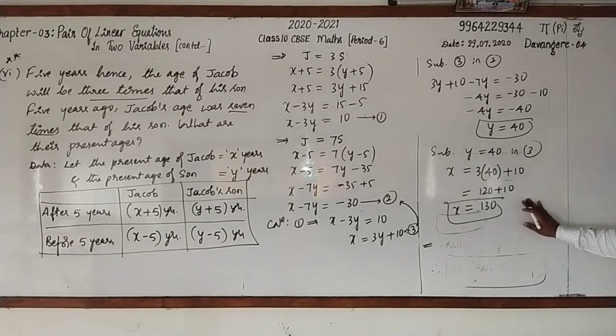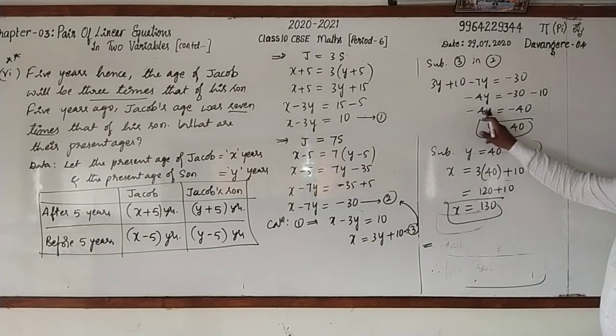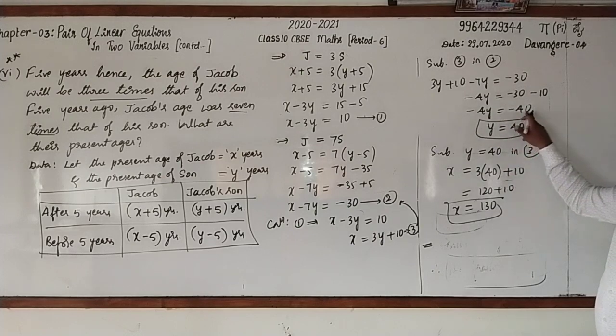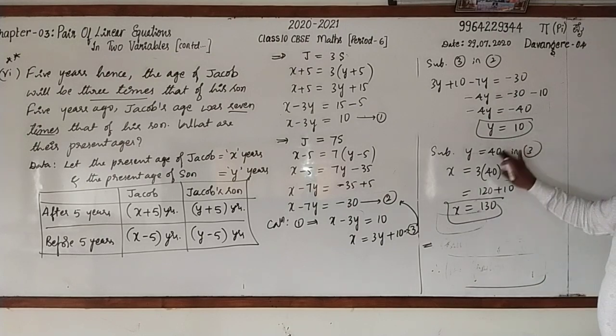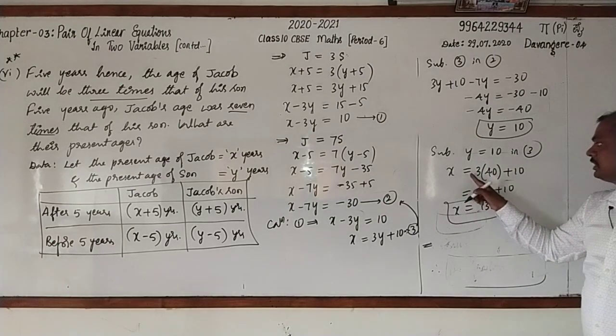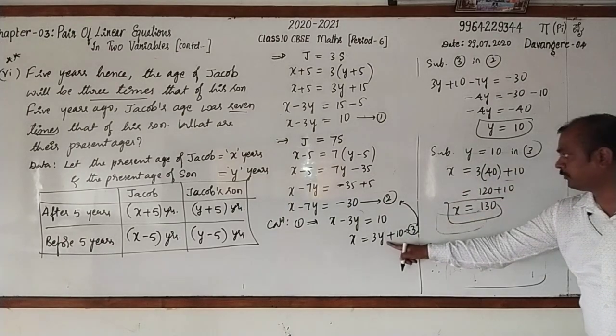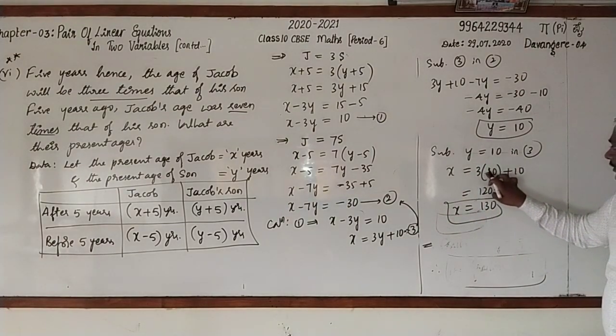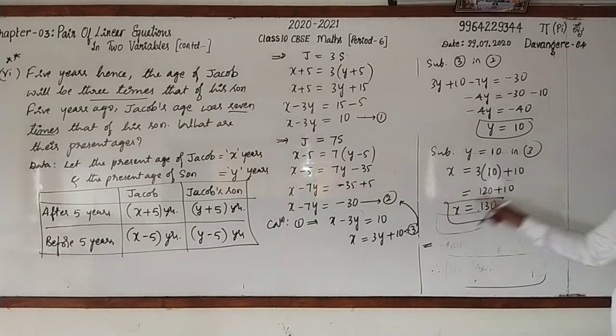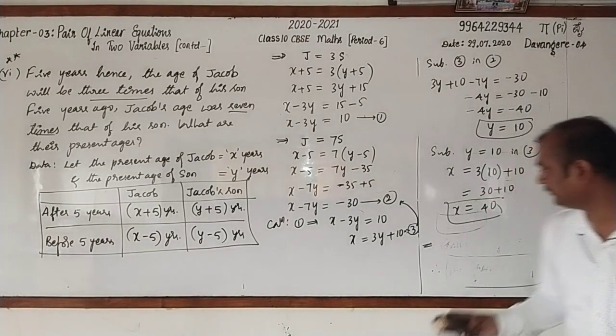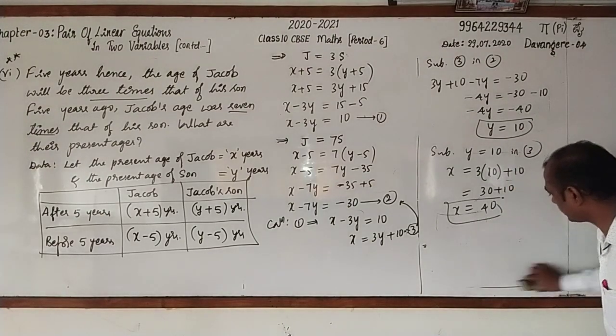Dear students, just observe here. Here is a small correction. Minus minus get cancelled. 40 by 4. It is 10. Then y is equal to 10. It should be substituted in equation 3. Then x equal to 3y. y is 10. Then plus 10. 10 3s are, it is 30. 30 plus 10, it is 40. x equal to 40. Now, let us write the conclusion.